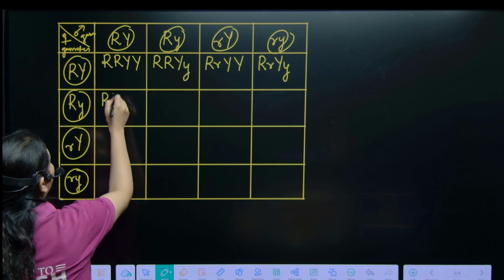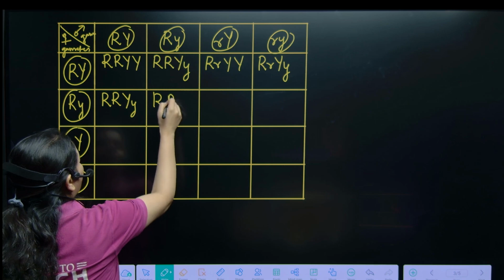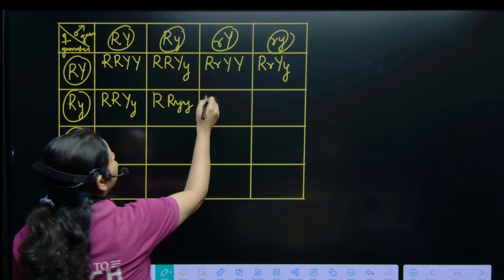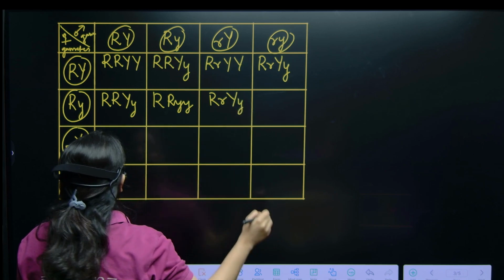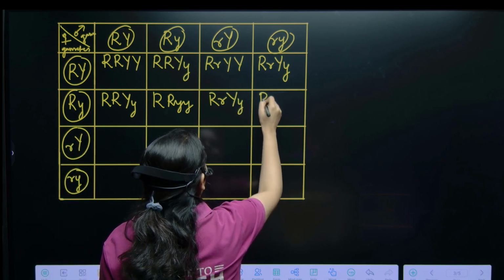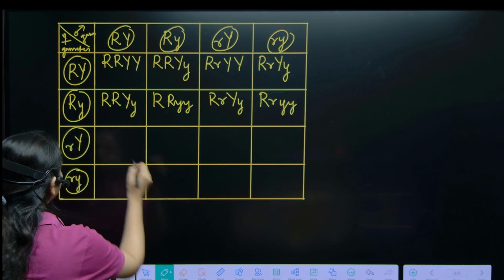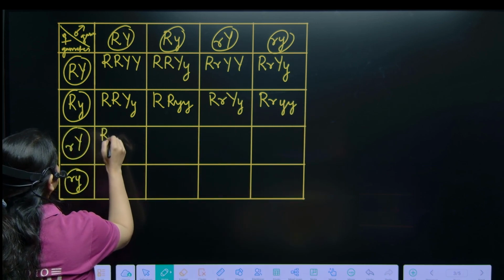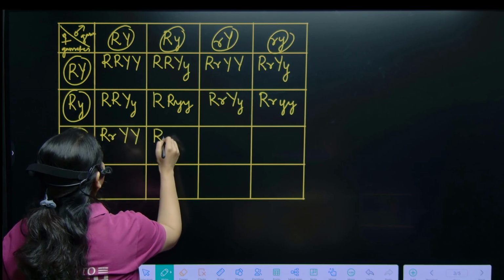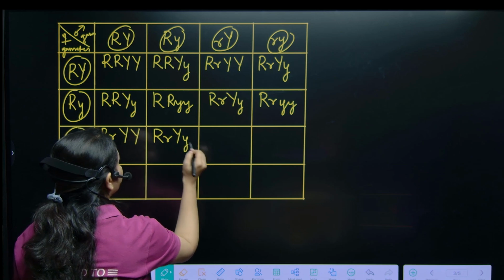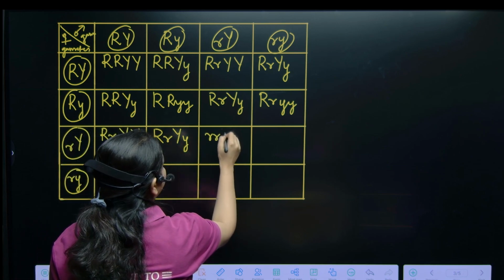We have capital R, capital R, capital Y, small y. Next, capital R, capital R, small y, small y. Next, we have capital R, small r, capital Y, small y. And here we have capital R, small r, small y, small y. Next, we have small r, small r, capital Y, capital Y. Next, we have small r, small r, capital Y, small y. Next box, we have small r, capital Y, capital Y.